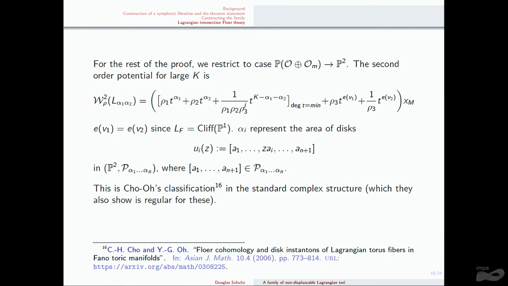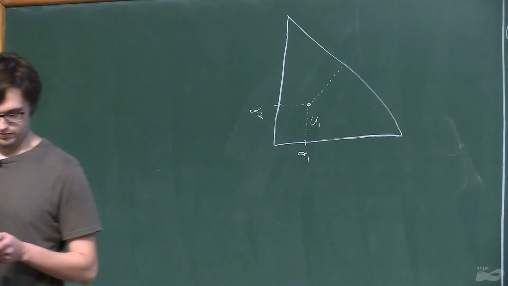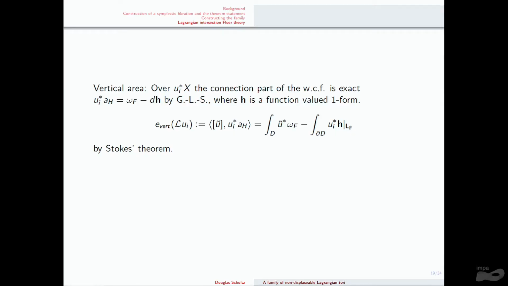So, a comment: I'm assuming that you don't gain or lose any area when you lift disks. That's what I wrote here. So these are the same as the areas of the disks in the base. And then over the pullback, you have the U_i, let's just say this is U1. The weak coupling form becomes exact, basically by this theorem that I showed you before. So you have the trivial connection, and then you have the pullback connection, and they're supposed to be of the same class.